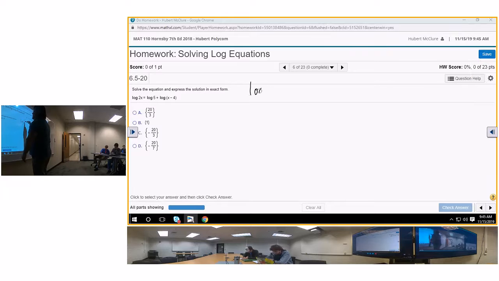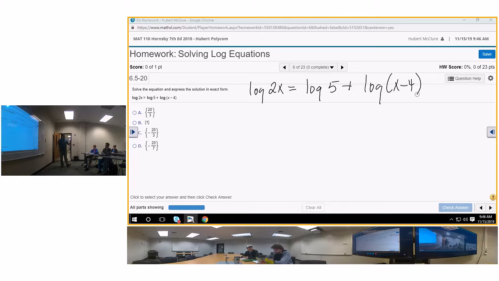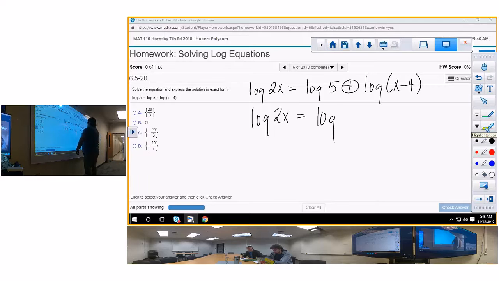Log of 2x equals log of 5 plus log of x minus 4. Now, do we have log on both sides? Yeah. So it's not the definition of logarithm, it's going to be some kind of property of logs. So you're going to rewrite. Okay, plus means product rule. Product rule means we're going to multiply, Hubert.